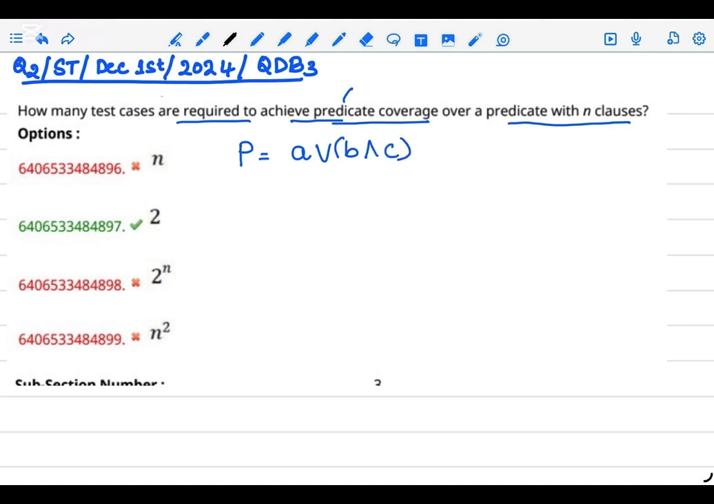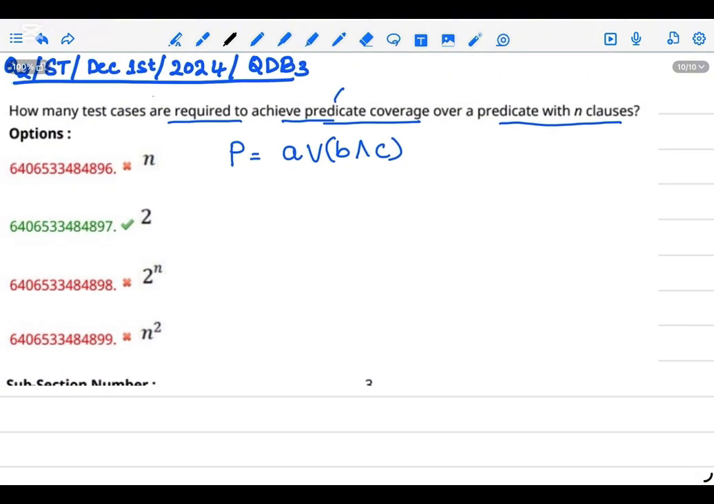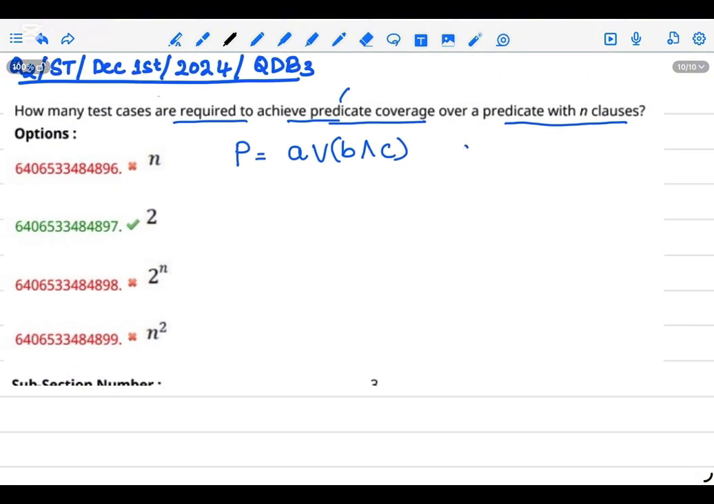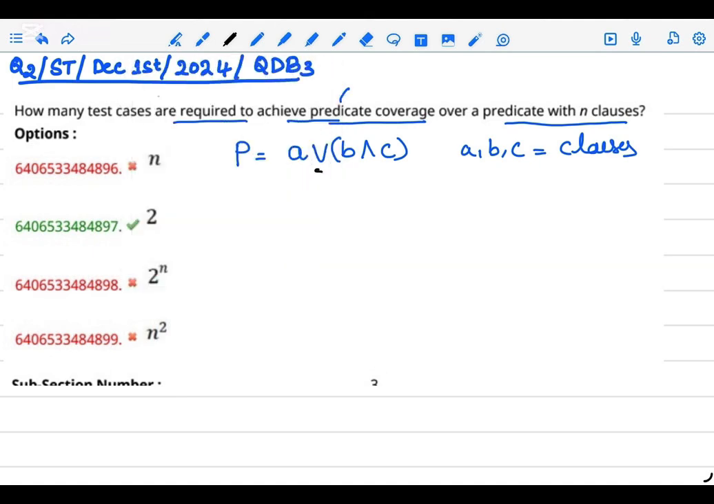For example, we consider this a predicate. A predicate is represented in terms of clauses. What are the clauses? A, B, C are the clauses. Here, and, or, that is conjunction and disjunction, are called logical operators.